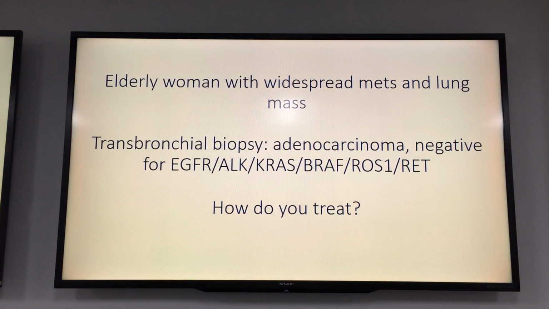All right, Meredith, let's go to the next one. Now you have a woman with widespread mets and a lung primary. You do a transbronchial biopsy and that shows adenocarcinoma. All the drivers are negative. What do you want to know next? What's her PD-L1 status? More than 50%? Immunotherapy. Less, it might go to chemotherapy. Very good.